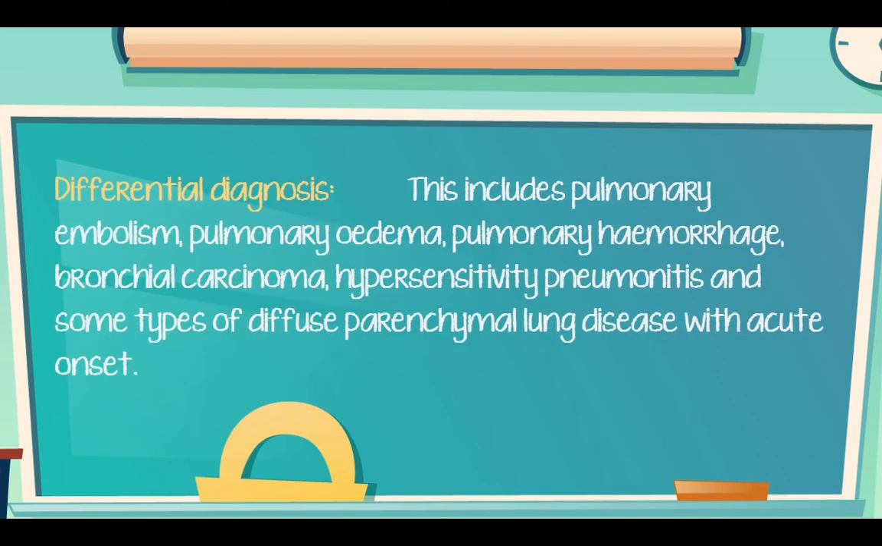Differential diagnosis. This includes pulmonary embolism, pulmonary edema, pulmonary hemorrhage, bronchial carcinoma, hypersensitivity pneumonitis and some types of diffuse parenchymal lung disease with acute onset.